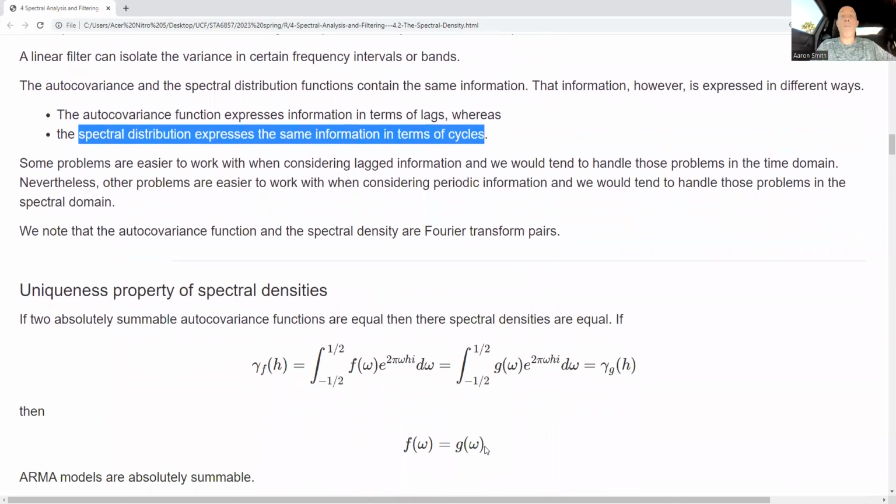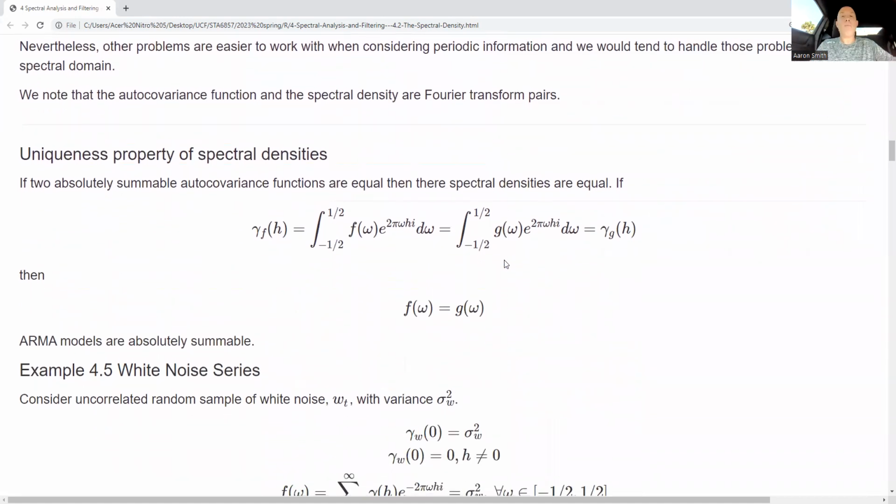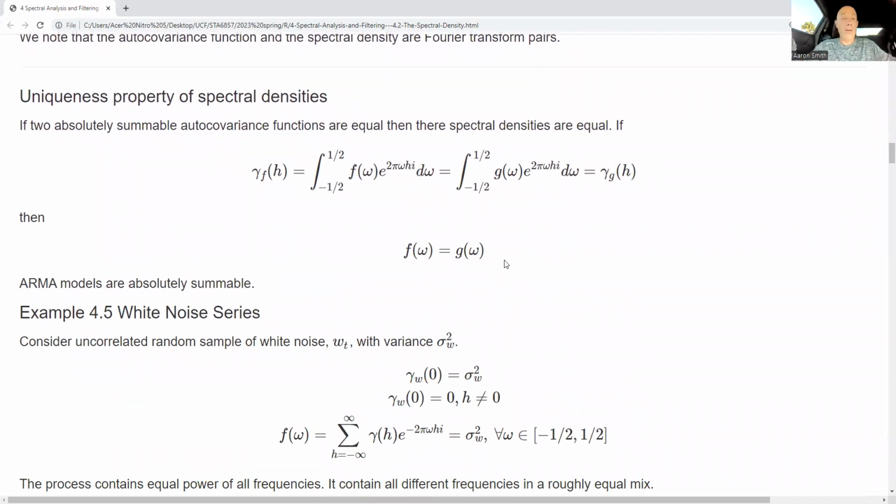So some problems are much easier if I solve them using the lagged approach, but others are going to be much easier if I am more concerned with the periodic information. And so it's an important thing to remember that the autocovariance and the spectral density are Fourier pairs with each other.